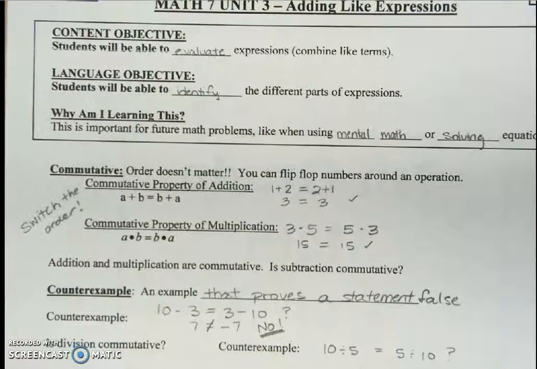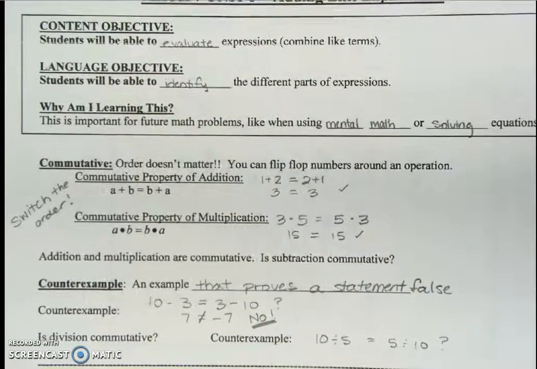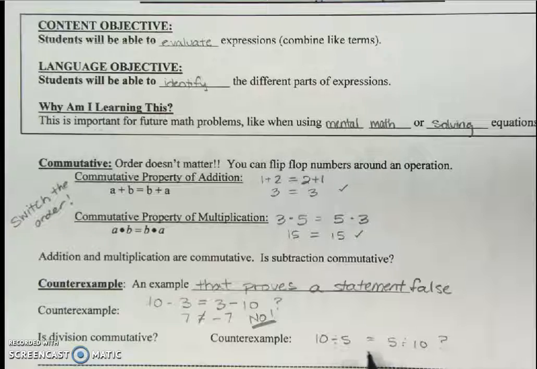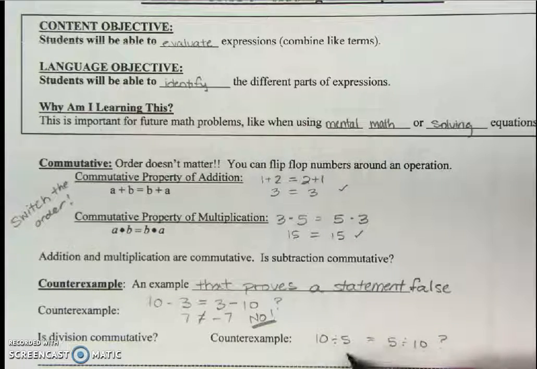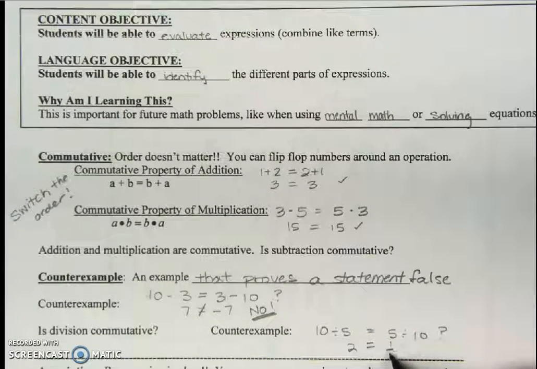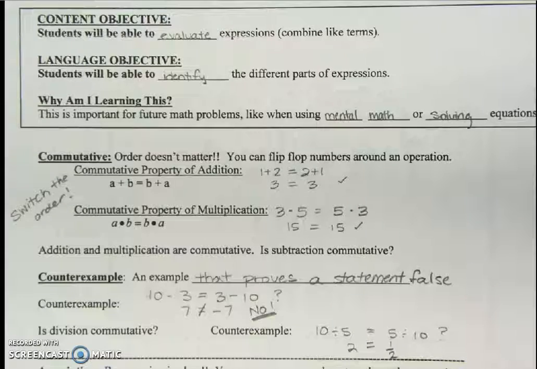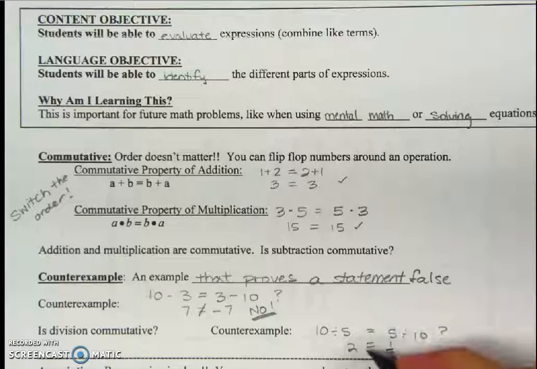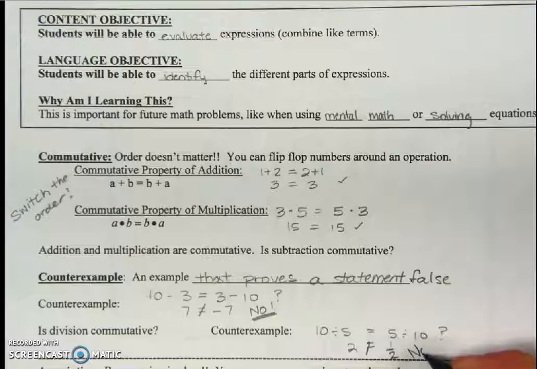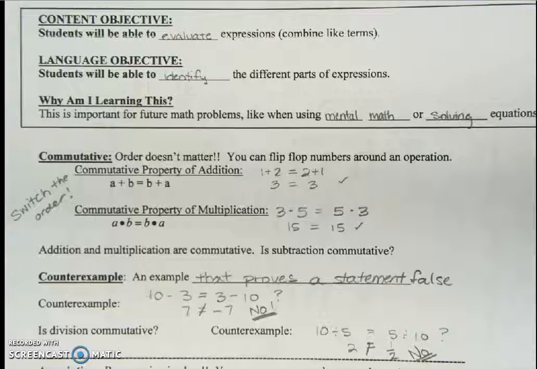What about division? So let's look at the counter example for division. 10 divided by 5 equals 5 divided by 10. Well, 10 divided by 5 I know is 2, but 5 divided by 10 is 1/2. Does 2 equal 1/2? No. So this does not work for division or subtraction. So we can switch the order if we're adding or multiplying.